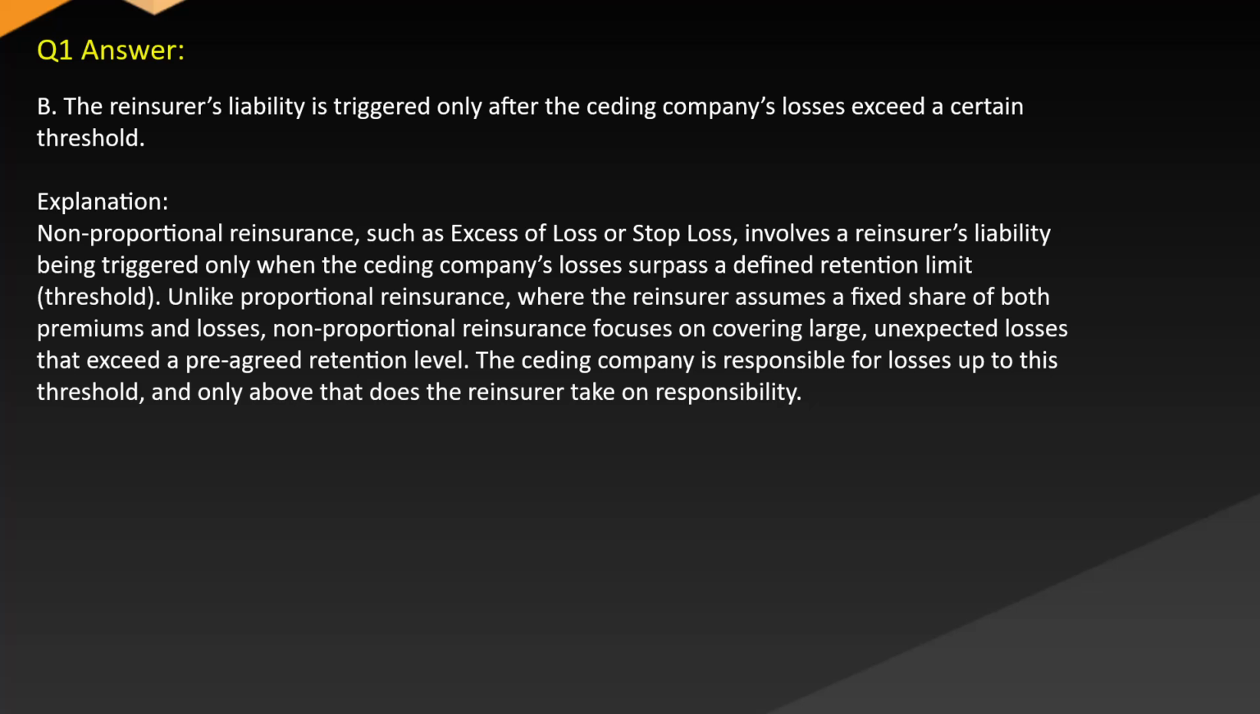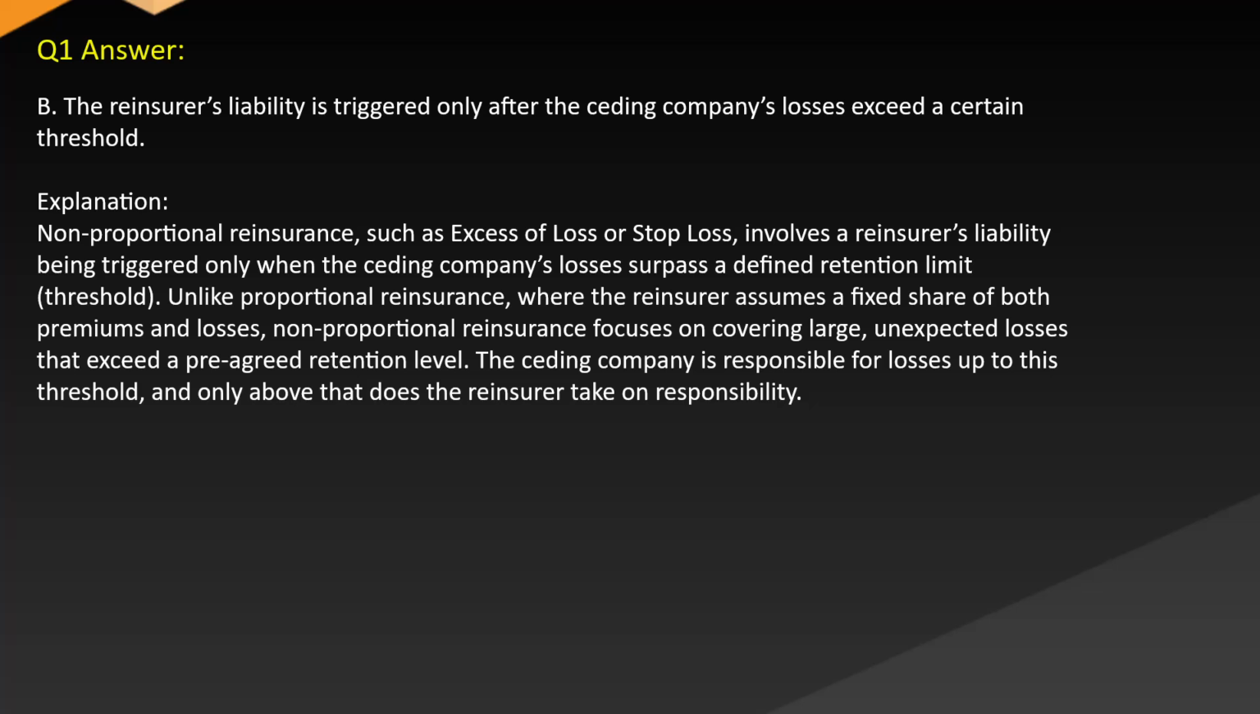Explanation. Non-proportional reinsurance, such as excess of loss or stop loss, involves the reinsurer's liability being triggered only when the ceding company's losses surpass a defined retention limit threshold. Unlike proportional reinsurance, where the reinsurer assumes a fixed share of both premiums and losses, non-proportional reinsurance focuses on covering large, unexpected losses that exceed a pre-agreed retention level.